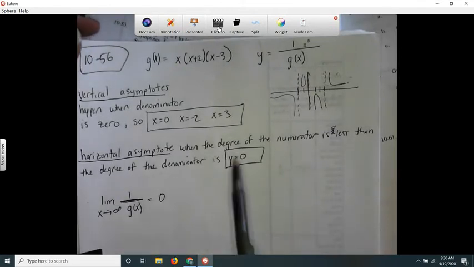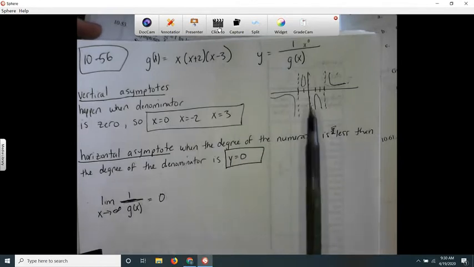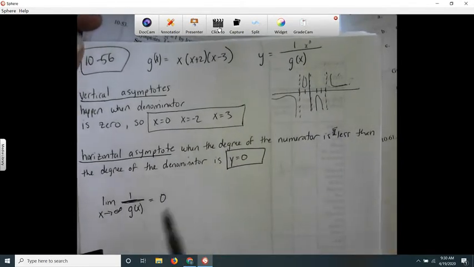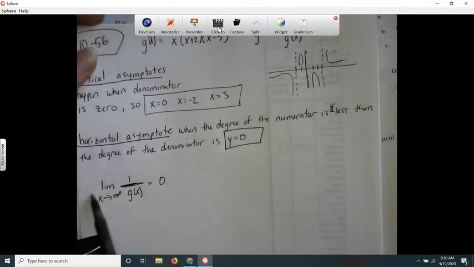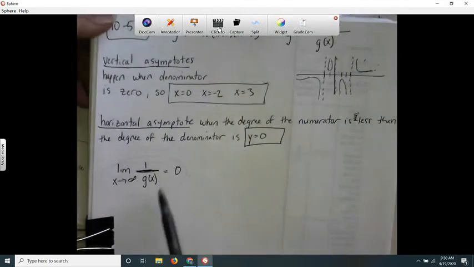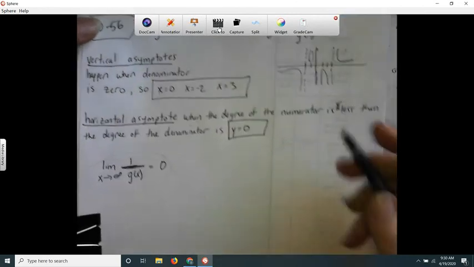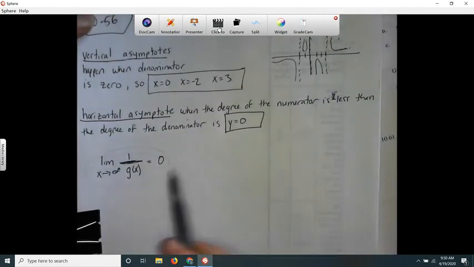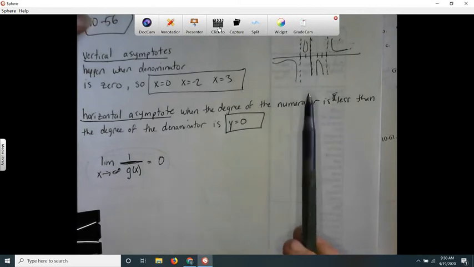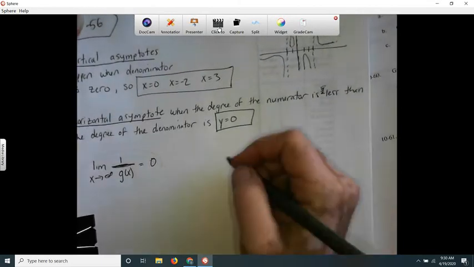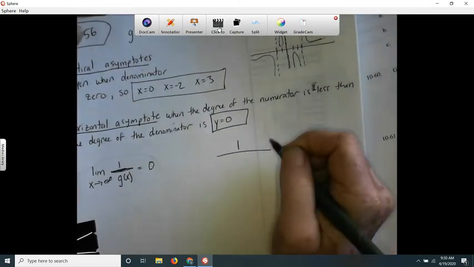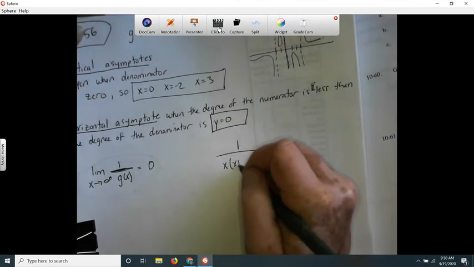So that might make sense if you think about what happens, I think that's why they asked you this. If x goes to infinity, then what's going to happen to y? So remember, I have 1 over x times (x plus 2) times (x minus 3).